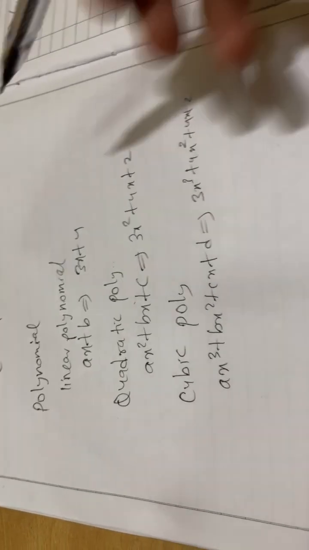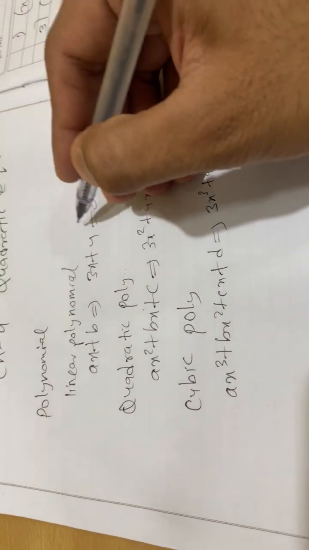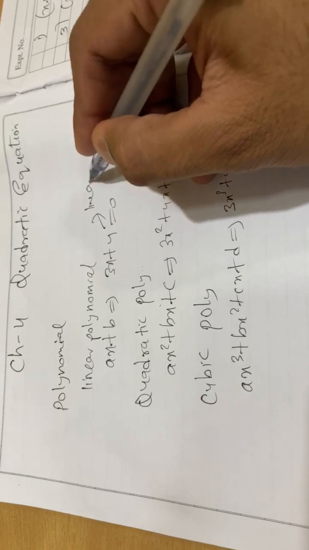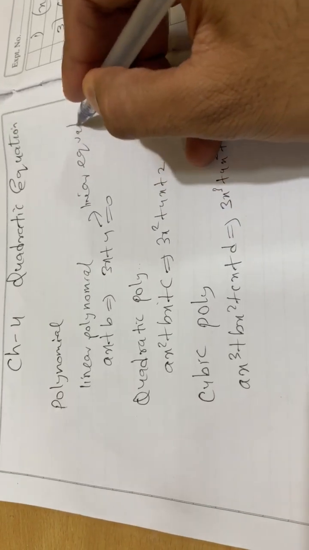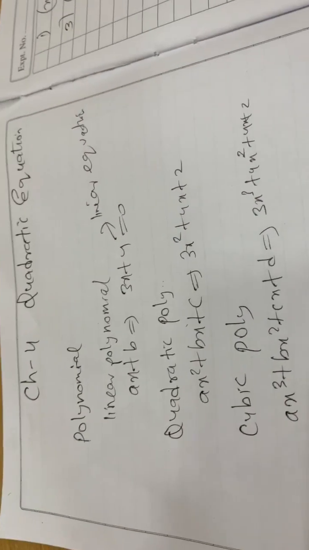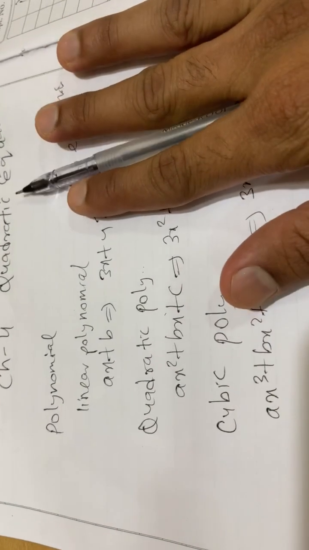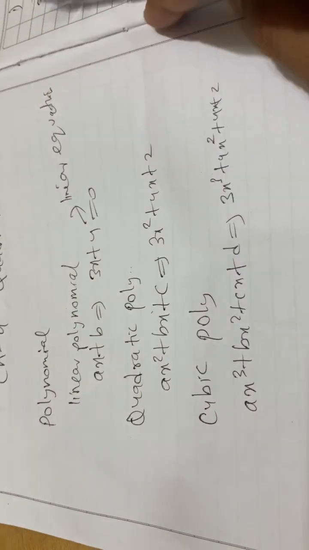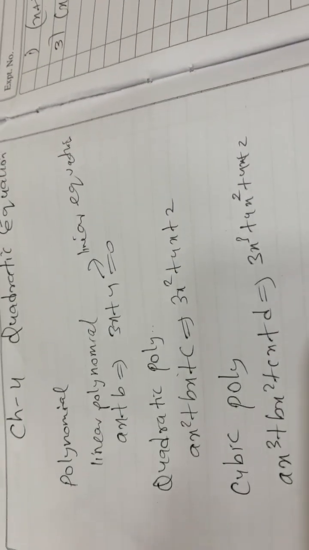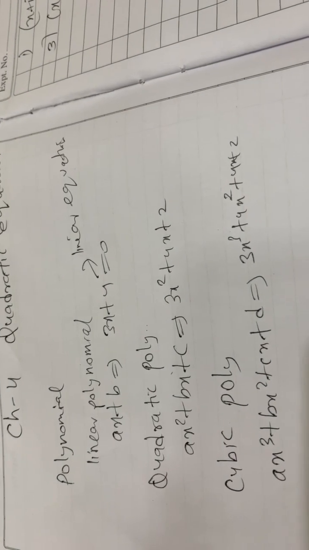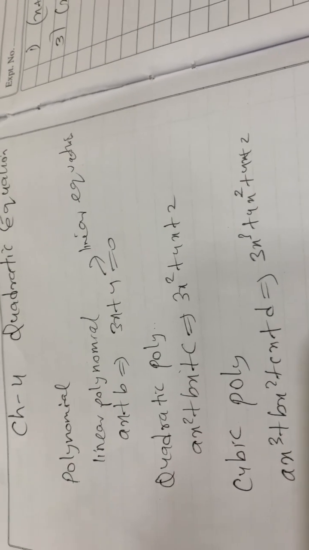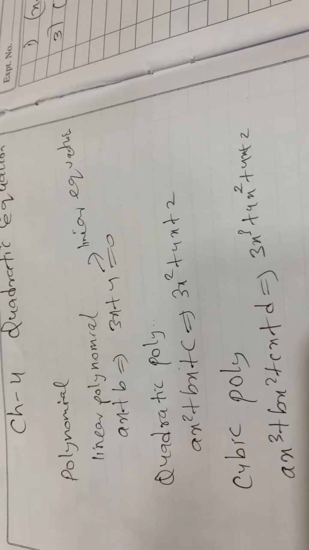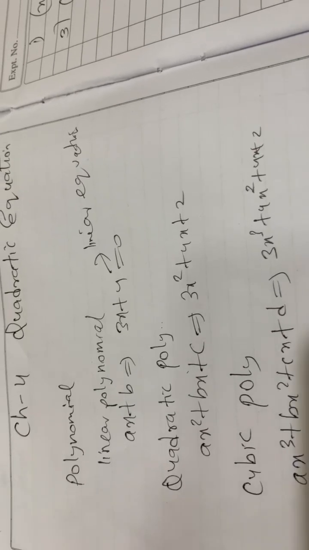The same thing, if I write this equal to 0, then this will become a linear equation, because we are able to get a value of x. If I am writing only 3x plus 4, I cannot get any value of x. But if I am writing equal to 0, it becomes an equation, a linear equation. It means I can get the value of x. x will be minus 4 upon 3. It means equations will give you answers.